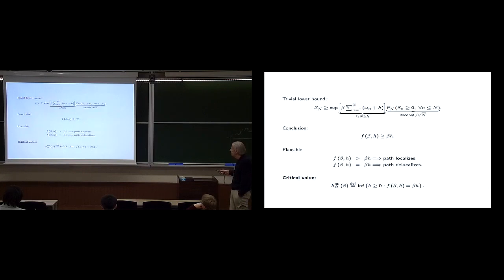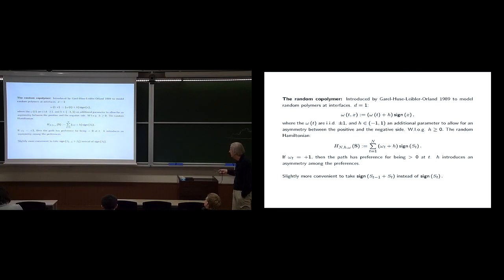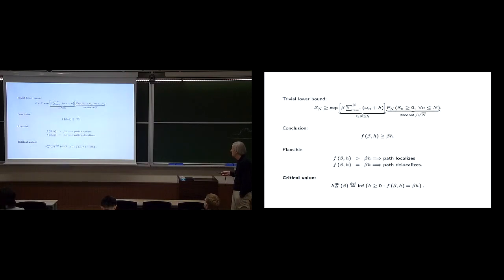Now there's a trivial lower bound here. I had it on one of the last slides that I'm assuming h is non-negative, because if h is negative, it's just symmetric between the oil and water side. So the trivial lower bound is that you could just look at the random walk which stays positive. If the random walk stays positive, of course the sign is always positive, and you just get this expression.